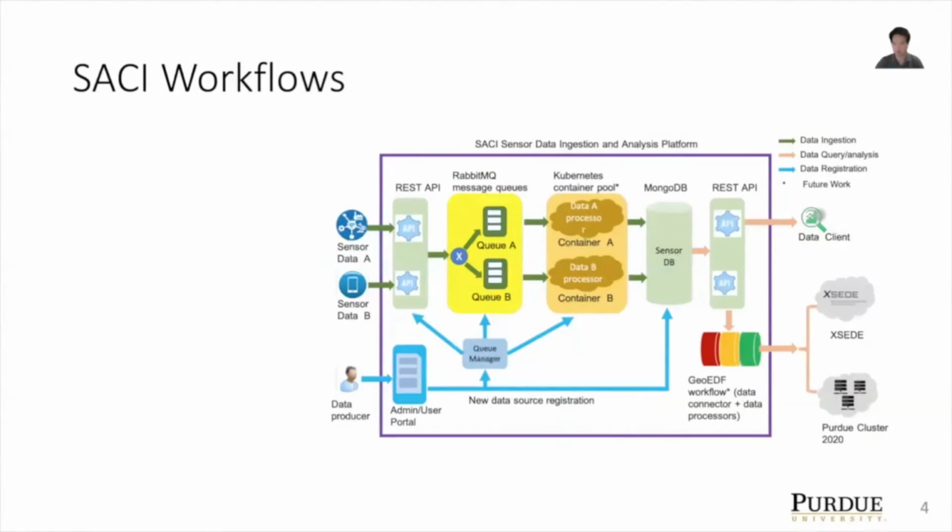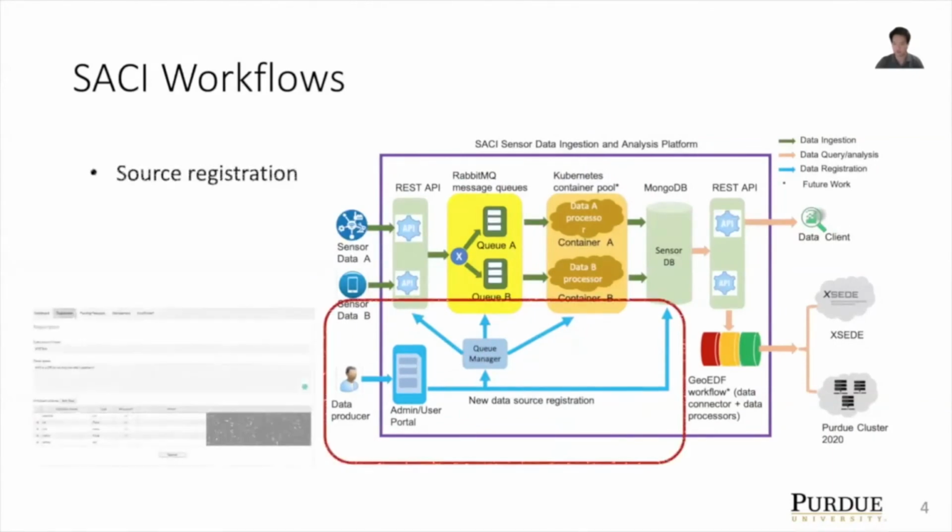There are three main workflows in the SACI system. The first one is the source registration. As you see here, a researcher or data producer can register a database using our SACI portal. Once the user submits the request filled with the metadata and the request is accepted, SACI automatically creates the pipeline for the new data source at the backend, including the API endpoint, dedicated message queue, data processing container, and the database table. And all these things can be ready within a minute.